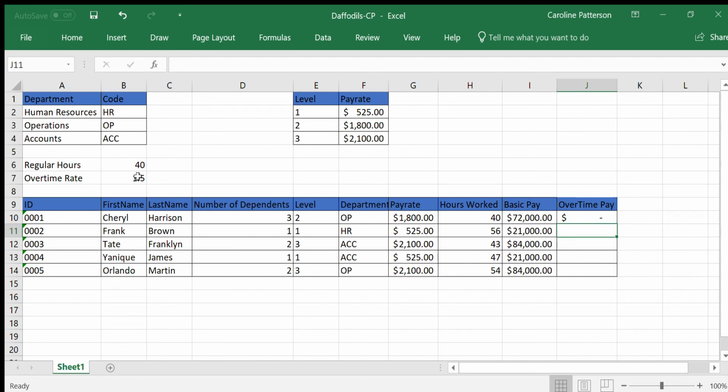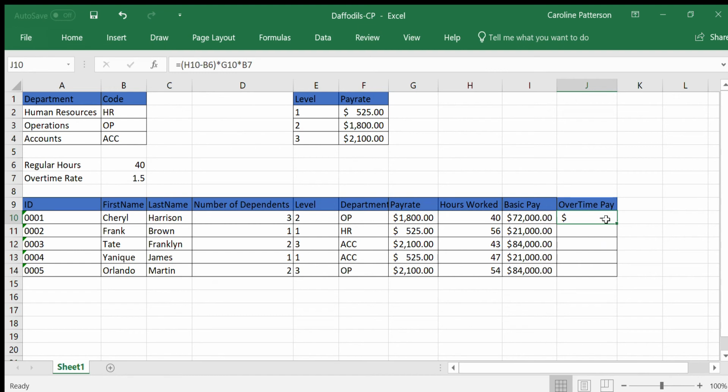We have a dash in this cell for Cheryl Harrison because she did not work overtime. So she did not earn any overtime pay. So let us now use this formula to find out how much money was earned by the other members of her team. What we're going to do is copy this formula down to the other cells.